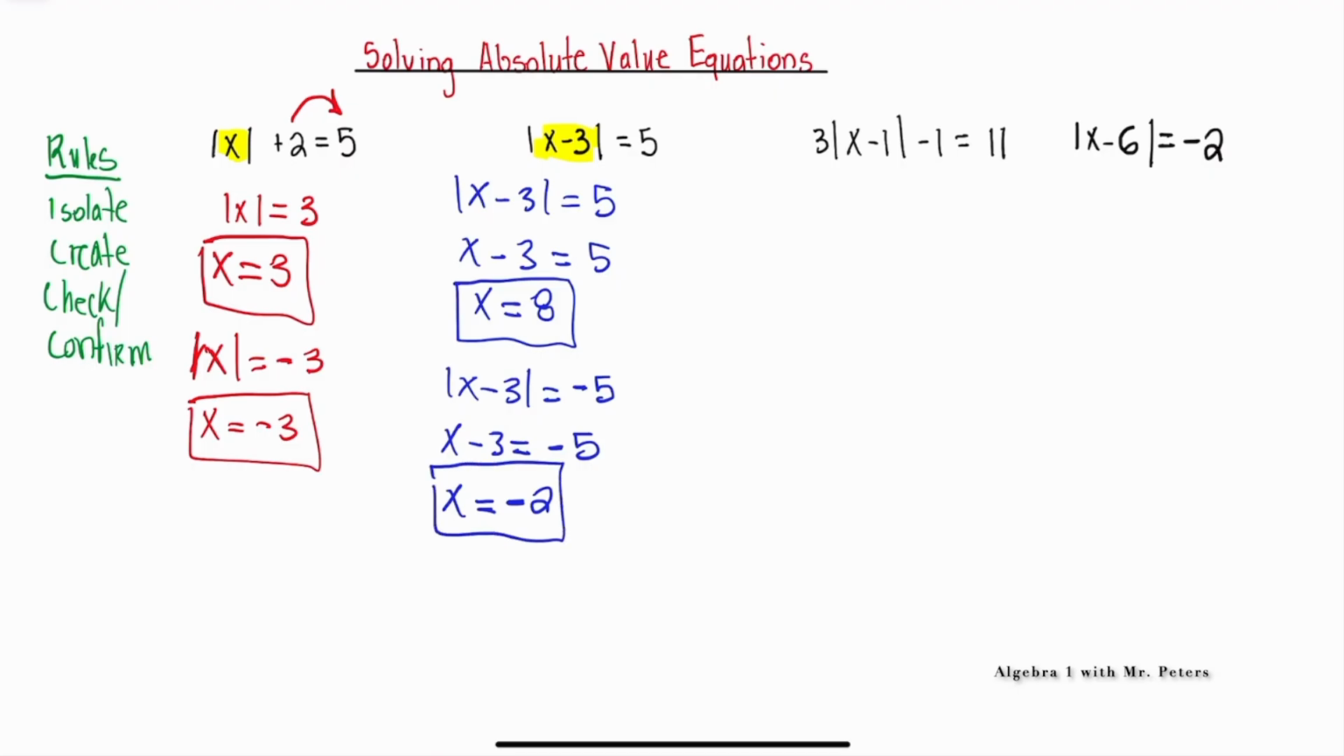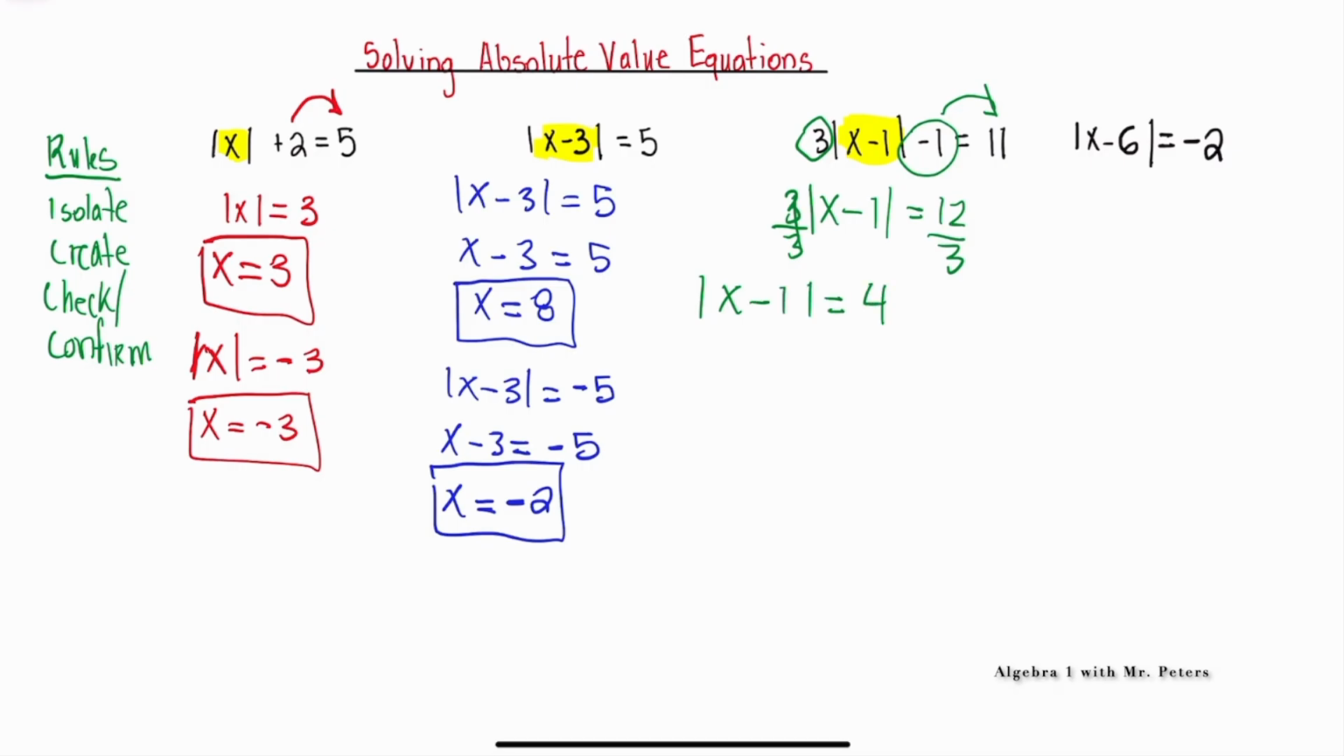Now, problem number 3, we have to remember that there are absolute value equations where there may be more than one step for us to isolate. We notice here that we're multiplying by 3 and subtracting 1. So I'm going to add 1 as a first step. Now we have 3 times the absolute value of x minus 1 is equal to 12. Still not by itself, so we divide. Now we have the absolute value of x minus 1 is equal to 4.